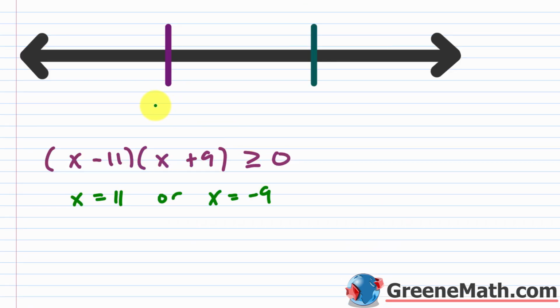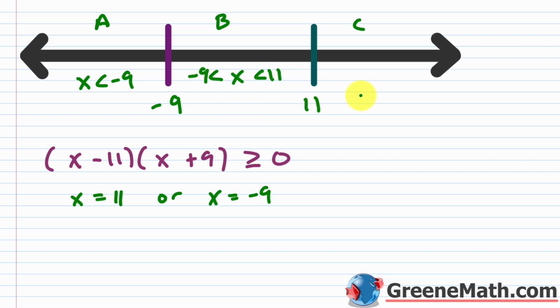So coming to my number line, I'm going to put negative 9 here and positive 11 here. So again, this will be region A. Let's call this B. Let's call this C. Here we'll have x strictly less than negative 9. Here we'll have x is greater than negative 9 and less than this positive 11. And here x is strictly greater than 11.